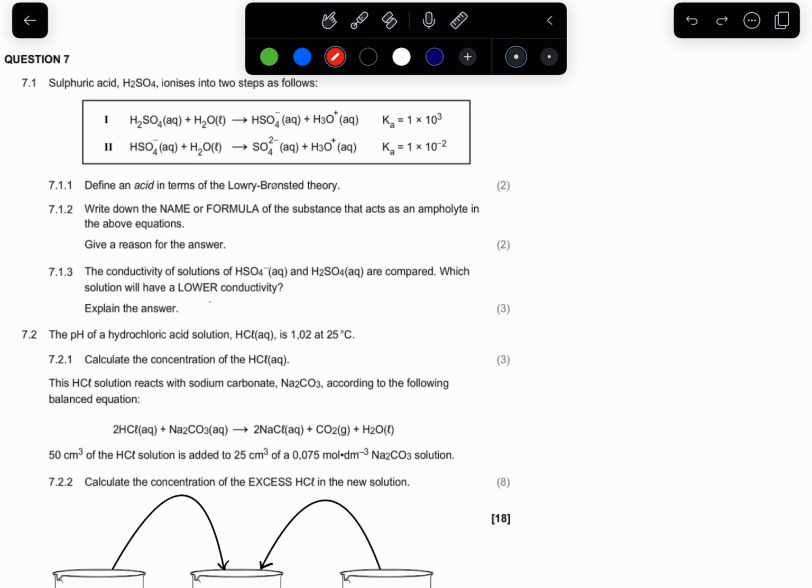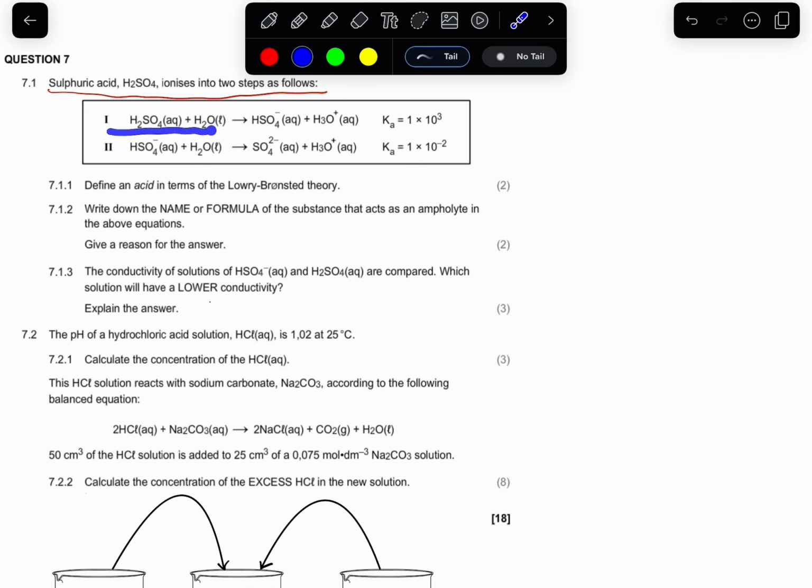Sulfuric acid ionizes in 2 steps. We know what ionization is: it's when we dissolve an acid in water. Let's look at the first step. Here we have the sulfuric acid in water and it produces the ions there. And we're given the Ka, the ionization constant of an acid, the equilibrium constant of an acid.